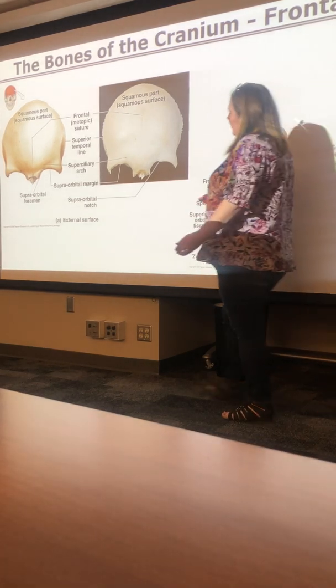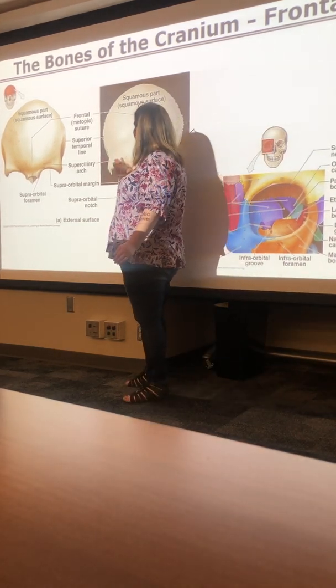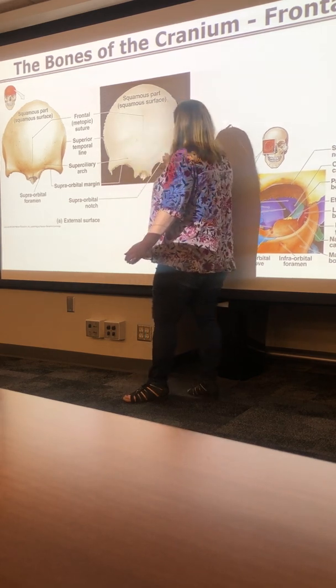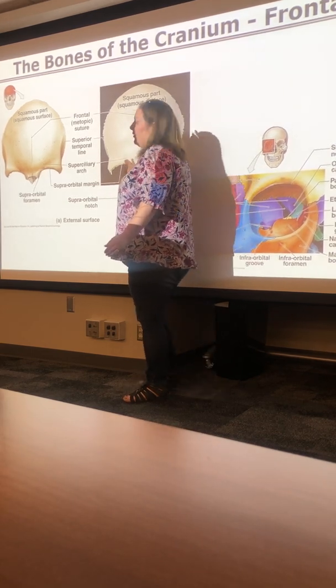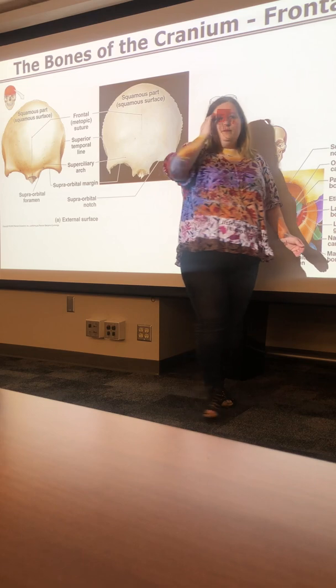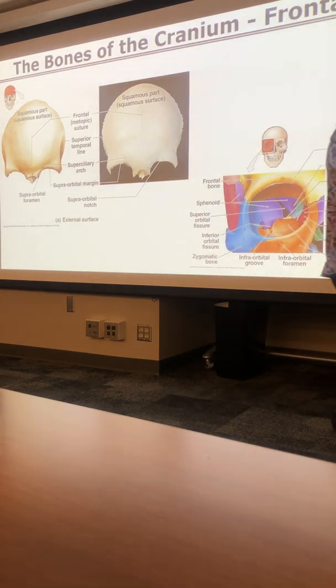You can see it creates what's known as a superciliary arch in this position here, as well as over here. This would be the area where your eyebrows would be located. So you can feel where that superciliary arch or the supraorbital margin will be located. Our superciliary arch, the thickened ridge that supports the eyebrows.